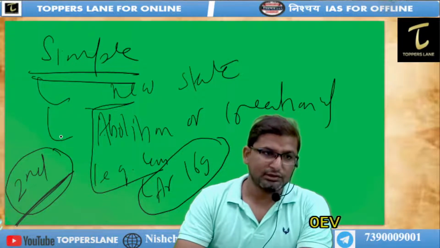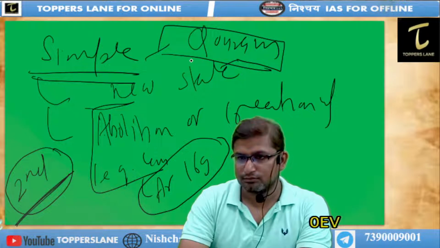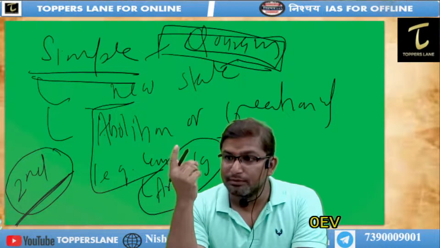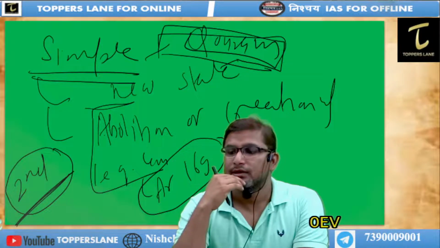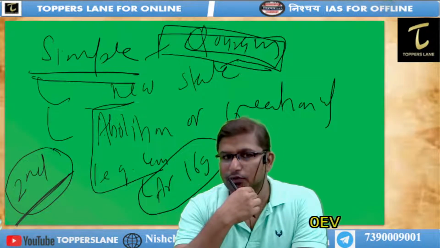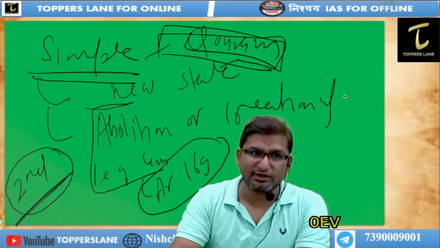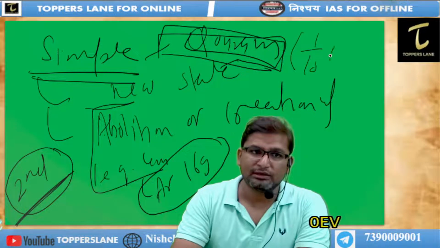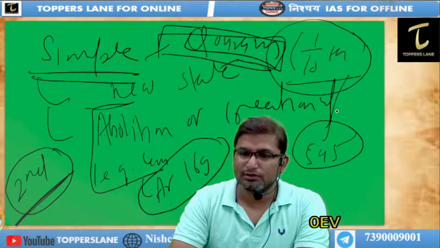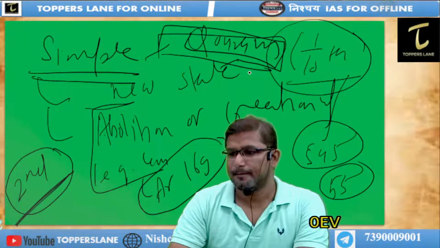Then it is also related to the simple majority: quorum. Now what is quorum? This question has been asked by UPSC also. Quorum is the minimum number of members required to hold a meeting of the house, a session of the house, and it is 1/10 of the total members. How much? 1/10 means, there are 545 members in the Lok Sabha, so we need 55 members to hold a meeting, and that is the quorum. Is that clear?